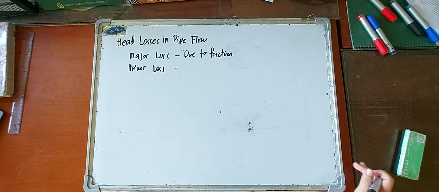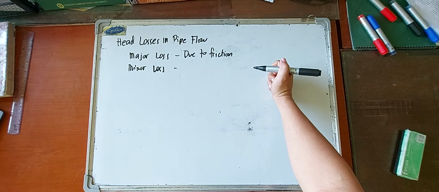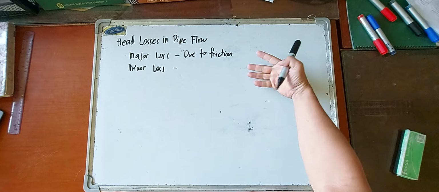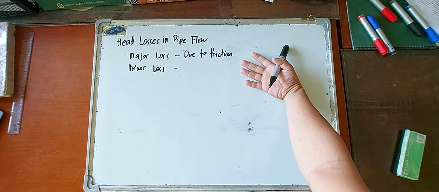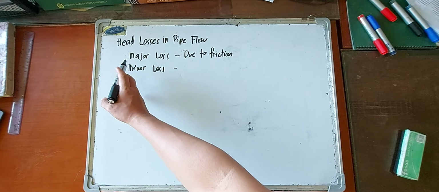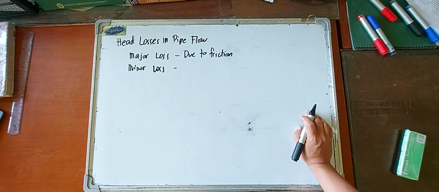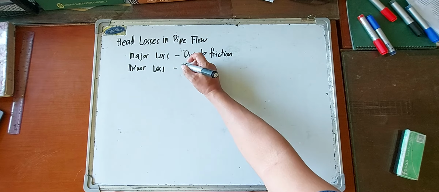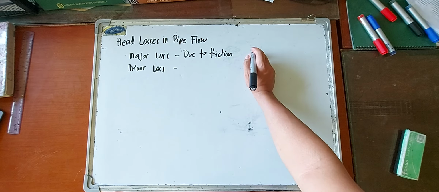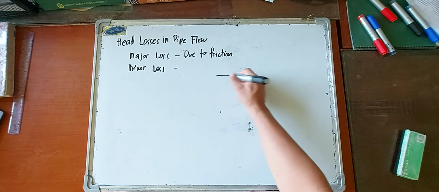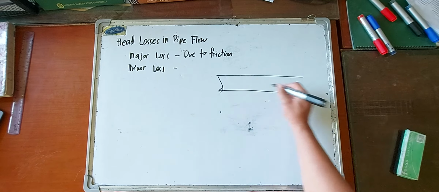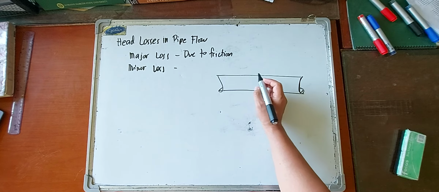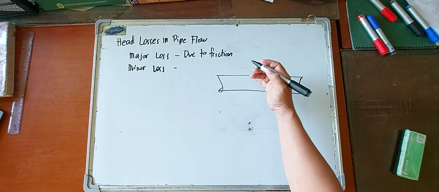Okay, next concept is the computation of head losses in pipe flow. So we have two head losses. When we say head loss, we mean energy loss, no? Loss of energy. Okay, so we have major loss and minor loss. Major losses are usually due to friction. So if we have a conduit or a pipe, nagkakaroon ng friction dun sa may wall ng pipe. So between the particles and the wall of the pipe.